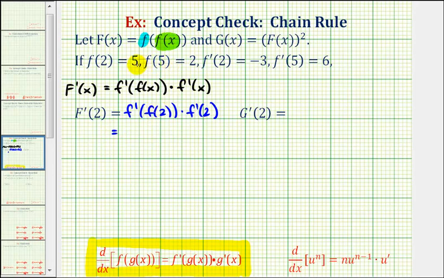Well, f of 2 is equal to positive 5, so we have f prime of positive 5 times f prime of 2. Now f prime of 5 is equal to positive 6, and f prime of 2 is equal to negative 3, which means big F prime of 2 is equal to negative 18.